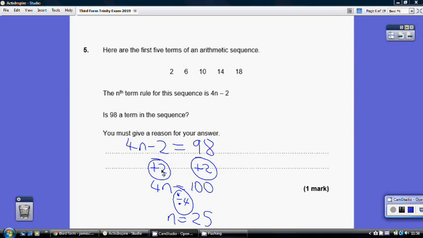So let's solve this. We add 2 to both sides, divide by 4, and we get n equaling 25. What I should have written here, and I forgot to write it down, is: is 98 a term in the sequence? Yes, it is. It is the 25th term in the sequence.